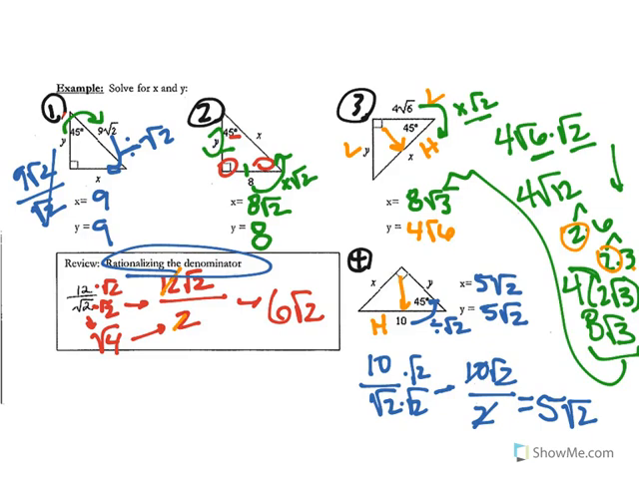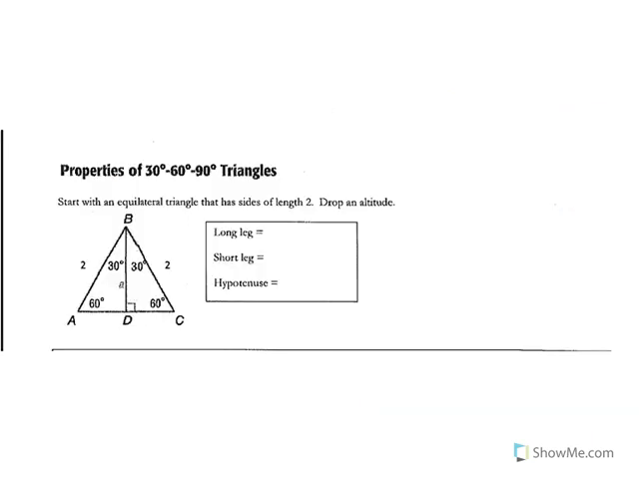At this time, I'd probably pause and maybe try a couple of your 45, 45, 90 triangles on your homework, and then come back and join me as we go over 30, 60, 90 degree triangles. So again, pause, practice, and come back to me.